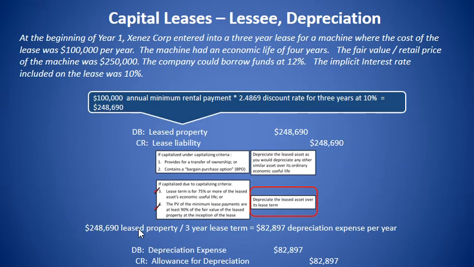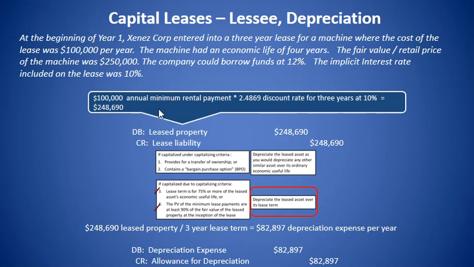At the beginning of the year, Zenez Corporation entered into a three-year lease for a machine where the cost of the lease was $100,000 per year. The machine had an economic life of 4 years. The fair value retail price of the machine was $250,000. The company could borrow funds at 12%, and the implicit interest rate was 10%. This is the same information we used in previous videos in terms of an example.